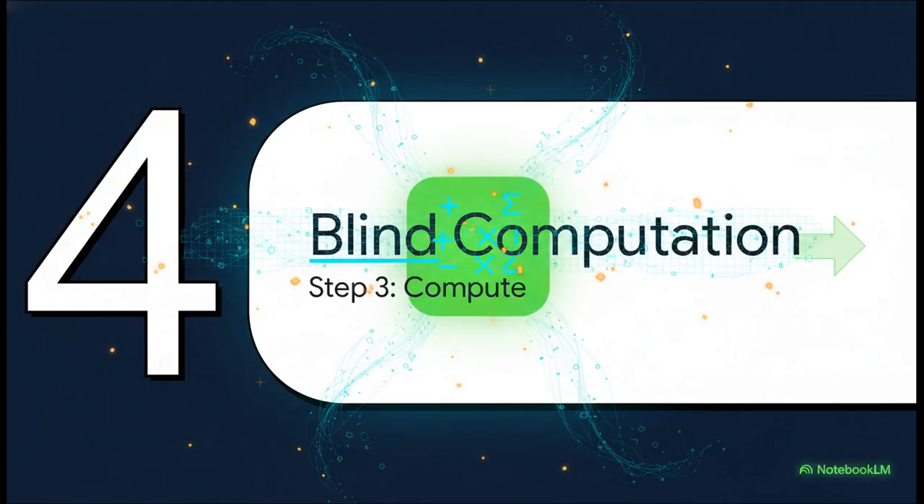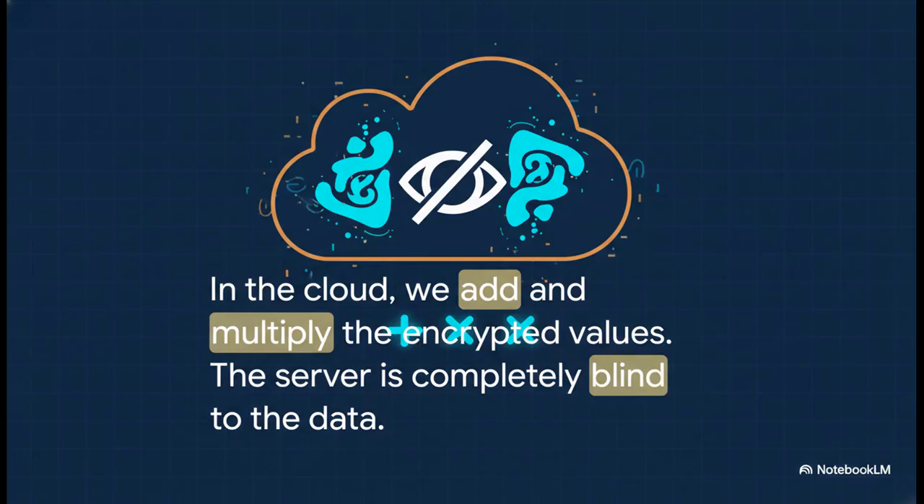Okay, now we get to the really cool part, the bit that honestly feels like a little bit of magic. We're going to ask the cloud server to do math on data that it literally cannot see. So we send our encrypted 3 and our encrypted 5 over to the server, and we give it instructions. We say, hey, add these two things together and now multiply them. The server just does what it's told. It manipulates that encrypted data, but it has absolutely no idea what the original numbers were. It's doing all of this completely in the dark.